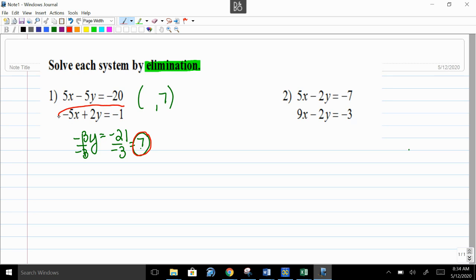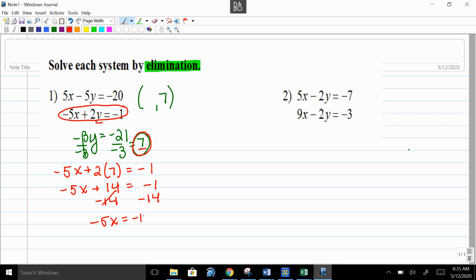I'm going to go into this equation right here. So I'm going to take this 7 and replace it right in there for y. So it's negative 5x plus 2 times 7 is equal to negative 1. Negative 5x plus 2 times 7 is 14, equals negative 1. Minus 14 from each side. Negative 5x is equal to negative 15. Divide both sides by negative 5. Negative divided by negative is a positive, so your x value is positive 3. So your final answer here is 3 comma 7.